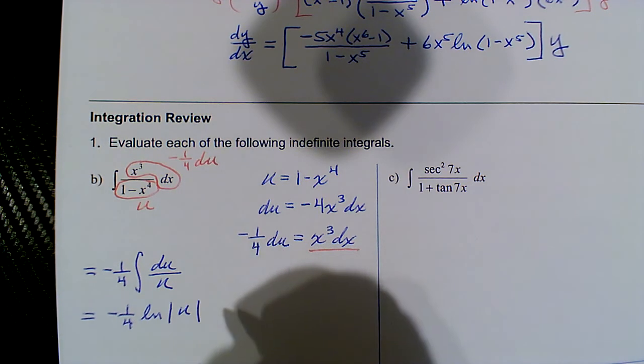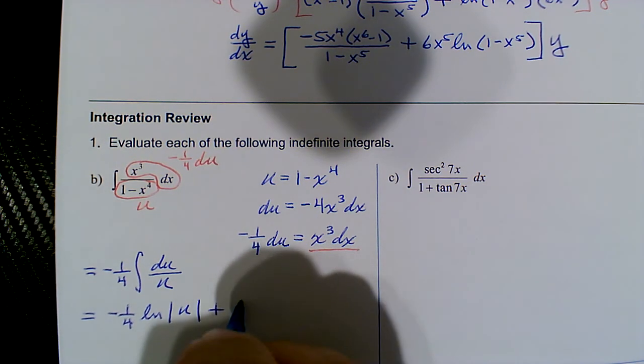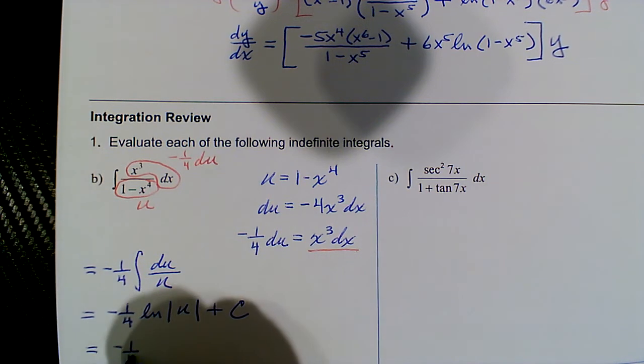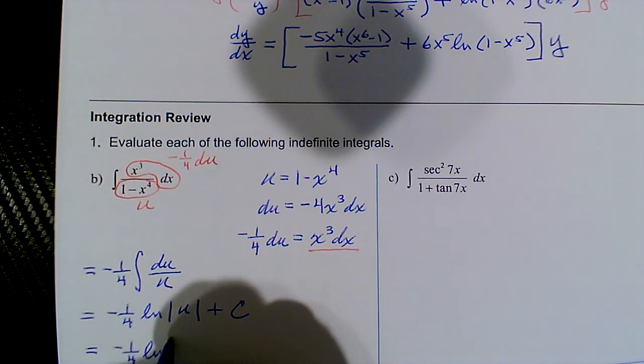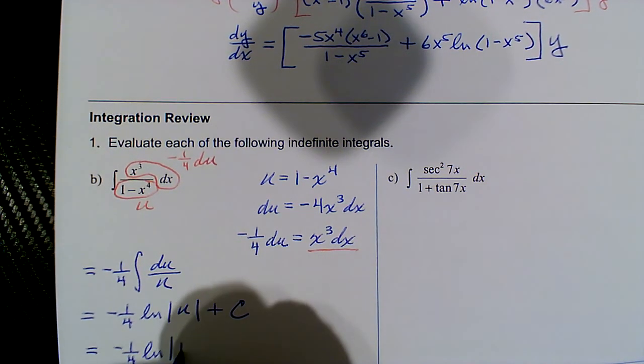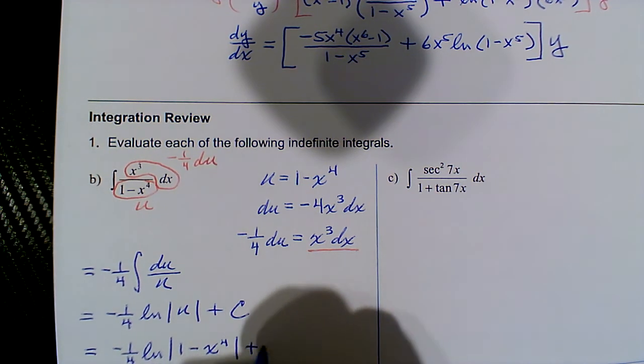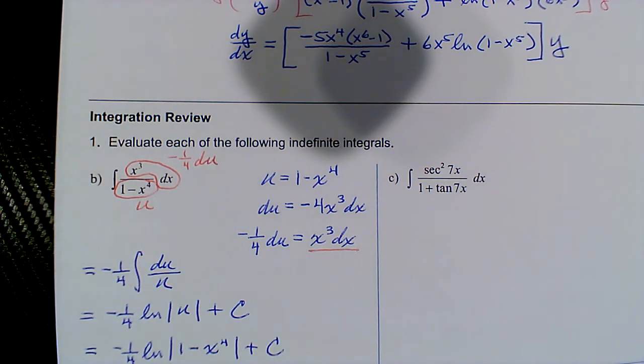Du over u integrates to be the natural log of the absolute value of u, add our constant of integration at that point, and then back substitute. So negative 1/4 natural log absolute value, the u, 1 minus x to the 4th, and then carry along the constant of integration.